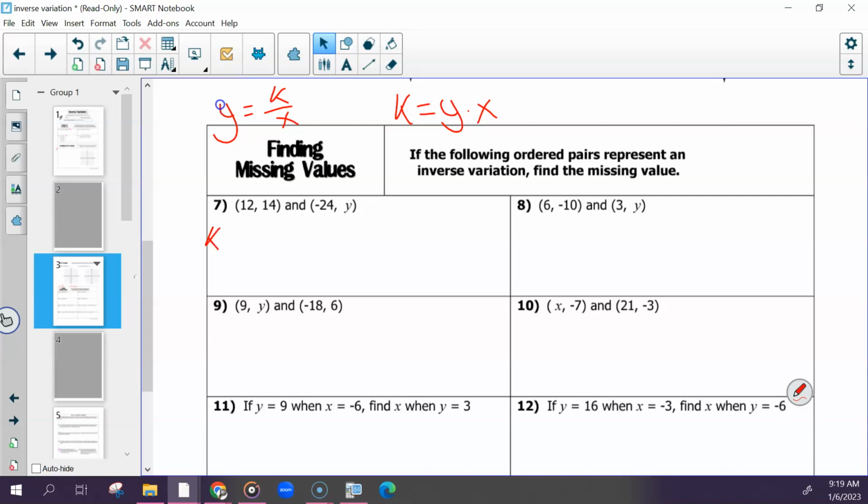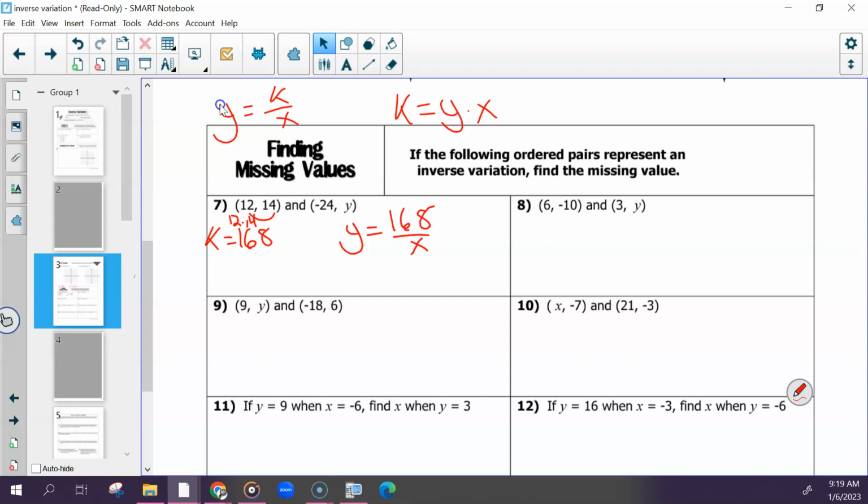So find your k first, multiply those two. Someone do that. Tell me what 12 times 14 is. Okay. So we know our k value is 168. We can write that as our equation. Y equals 168 over x.